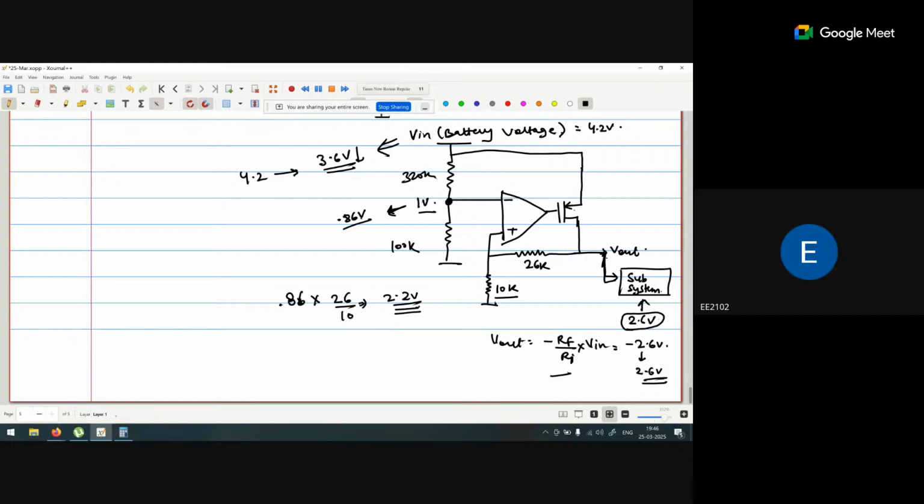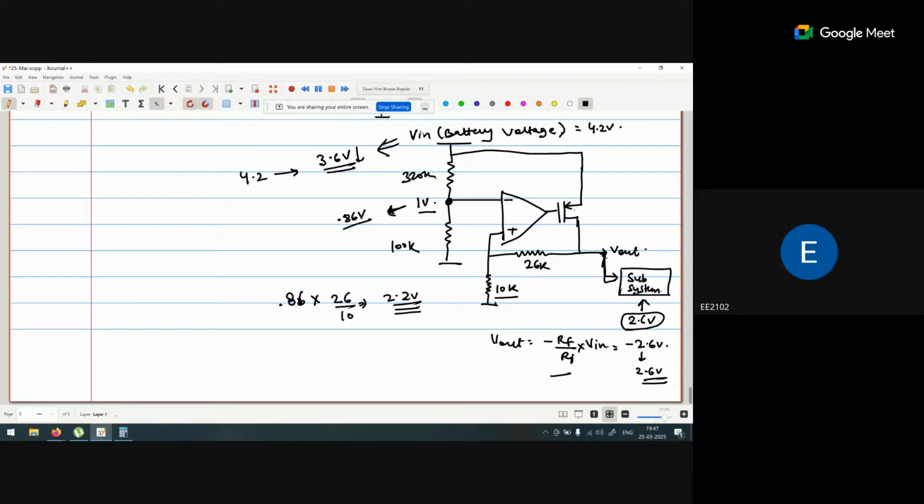Because of only a minor change in the battery, this is the problem. And if the battery voltage drops further, my subsystem is not working. But I can't say the battery is zero. There is battery, but the subsystem is not working. Why? Because it is not getting the correct required voltage.